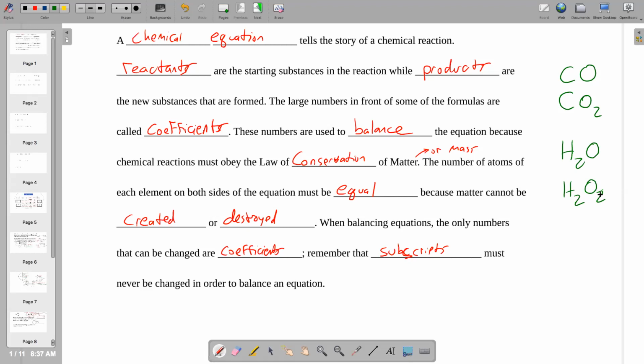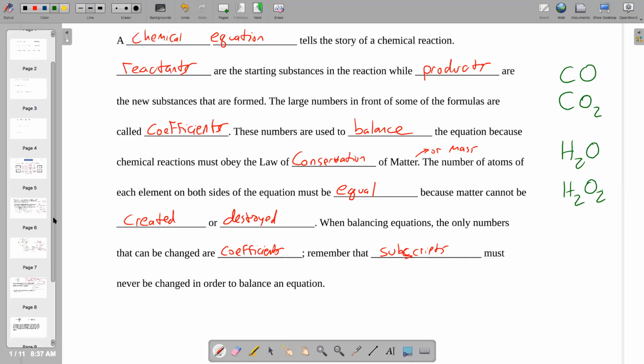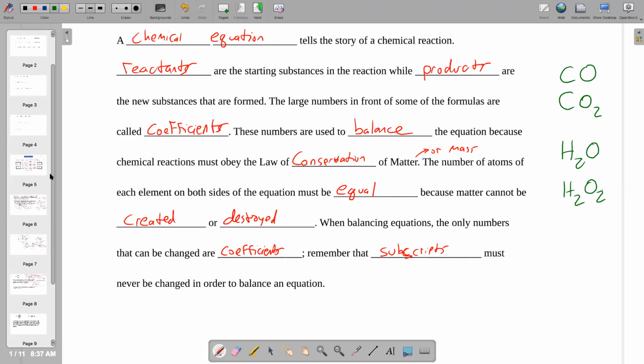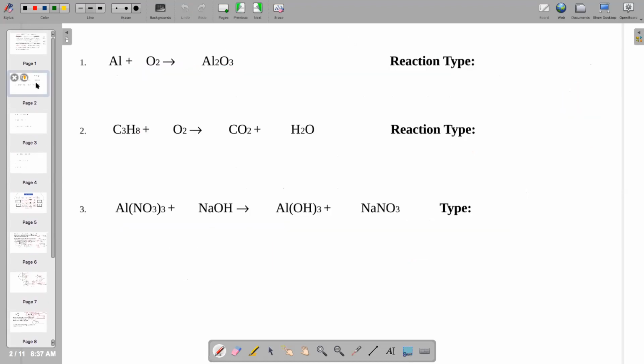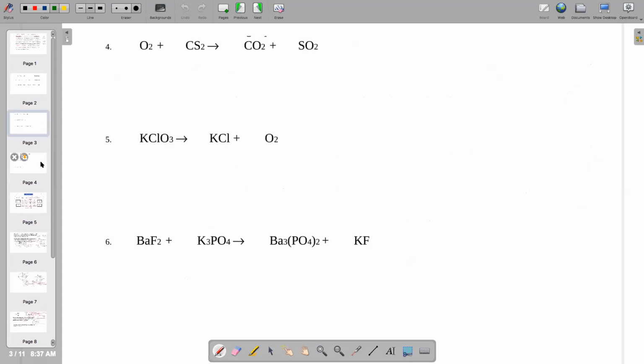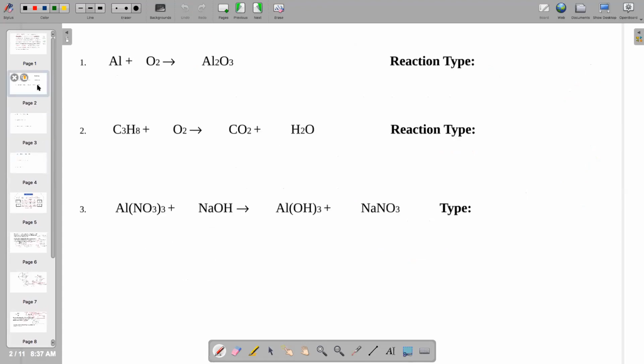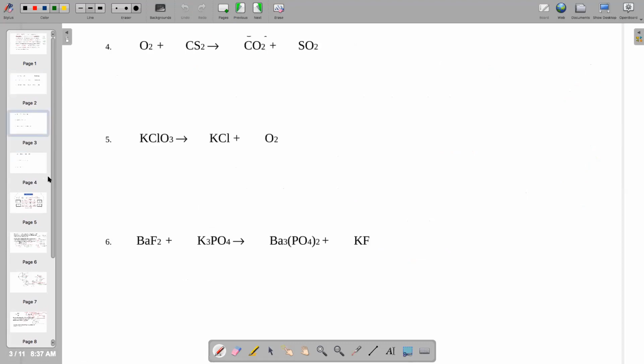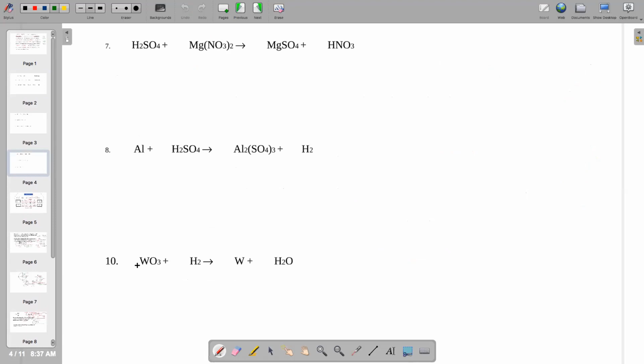Sound cool? All right. So here's the deal. We'll go through and balance these. If you already did them, you can just double check. But if you didn't do it, or if you are confused and you want to see the method, I'm going to work through the method for 1, 2, 3, 4, 5, 6. And it's actually 7, 8, and 9, but instead of saying 9, it says 10.